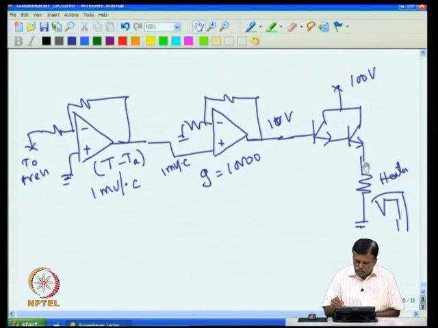8 volt at this point. 8.8 volt will be applied to the heater. We always have to lose this 1.2 volt.